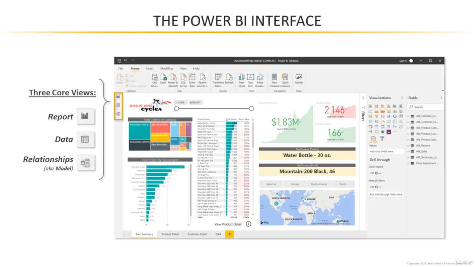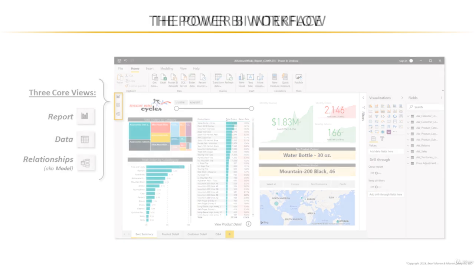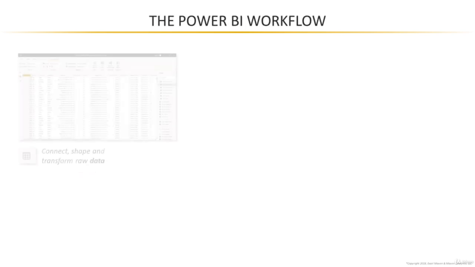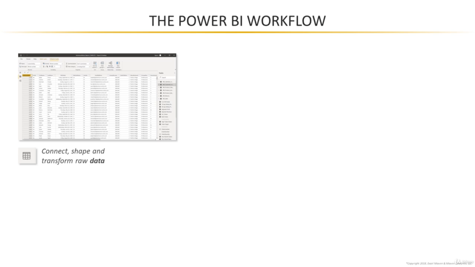Now, when we think about the Power BI and broad business intelligence workflow, it actually doesn't really follow this order. We don't start with the report and then move into data, then relationships. We're going to follow kind of a different process. Instead, we're going to start with the data view and the query editor. This is where we're going to connect, shape, and transform that raw data.